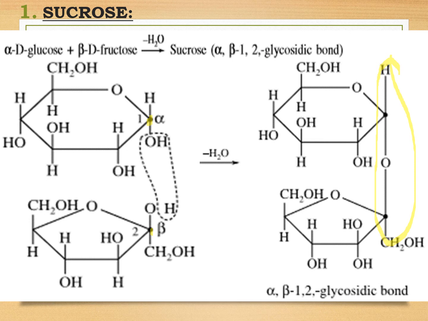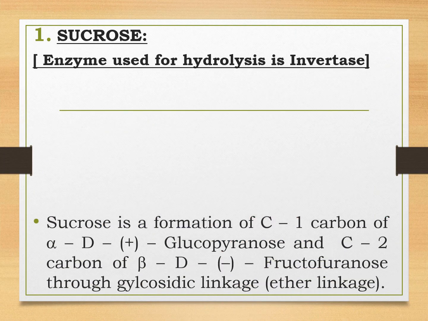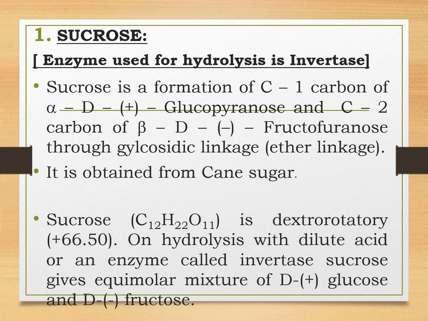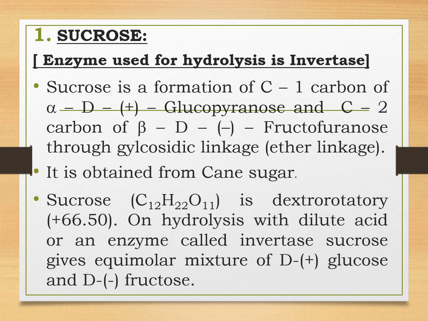The first structure which you all can see is of alpha D glucose, whereas the second one is of beta D fructose. Now how is it alpha and how is it beta? We have started numbering from this carbon atom. The theory of sucrose I have already explained. As I told you, sucrose is formed when the first carbon atom of alpha D glucopyranose and the second carbon of beta D fructofuranose form a glycosidic linkage.